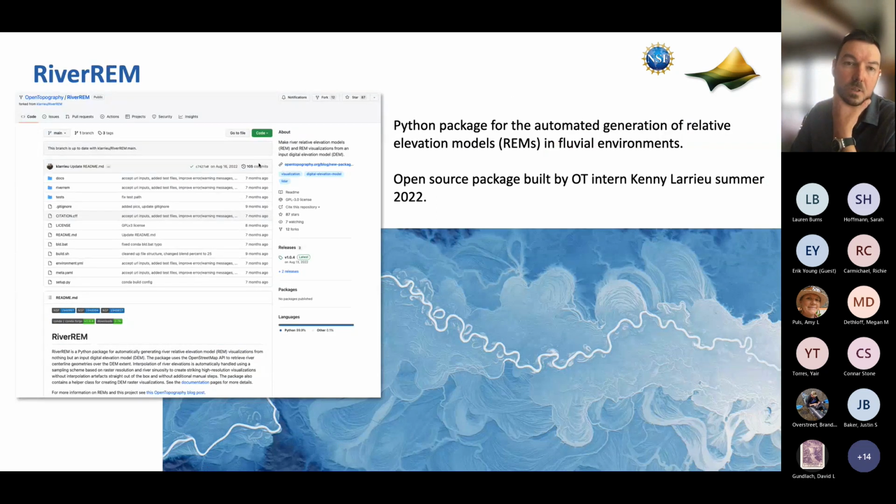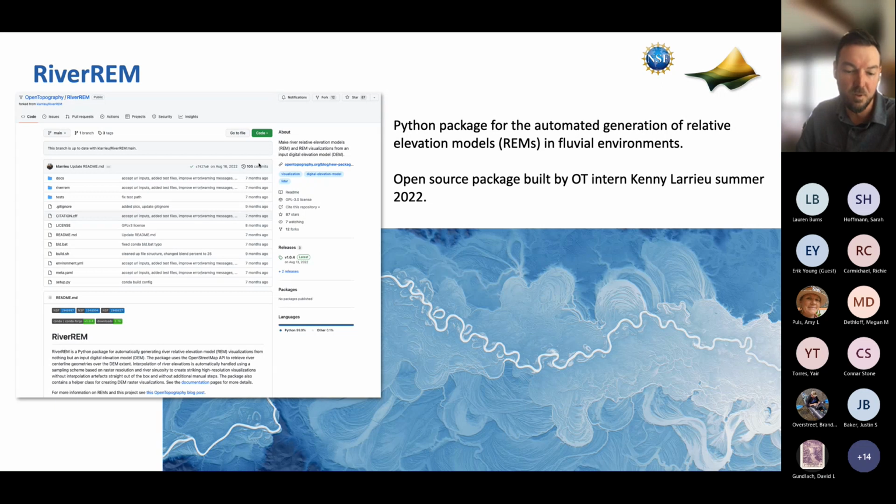We also produce software and things. So this is a cool tool called the RiverREM package. It's designed to produce relative elevation topographic models, which work really well in fluvial systems. And so this is essentially just a detrended elevation model, and they're really, really pretty to look at. And so I had an intern last summer named Kenny LaRue who wrote a whole Python package to essentially automate the production of these things.